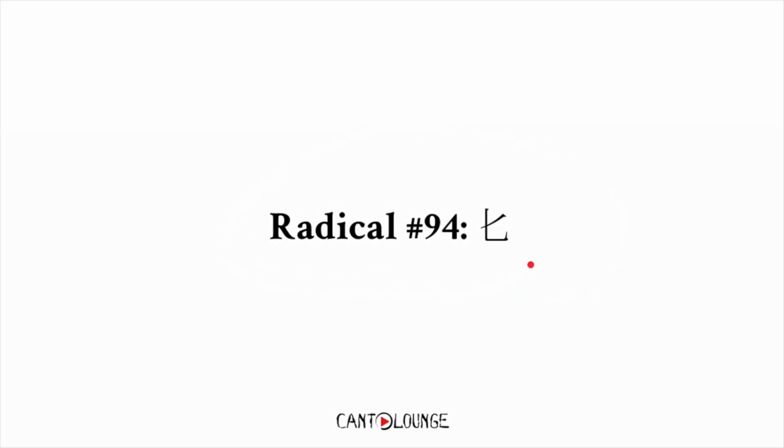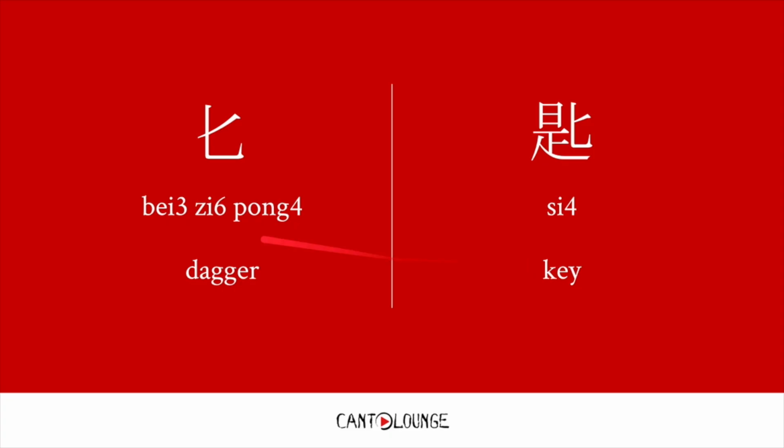Radical number 94, bei sao meaning dagger. Bei ji pong on the side, key, for example, si. So this kind of makes sense, a key is a little bit like a blade that you insert in a very specific place, except it doesn't do the harm a dagger does.